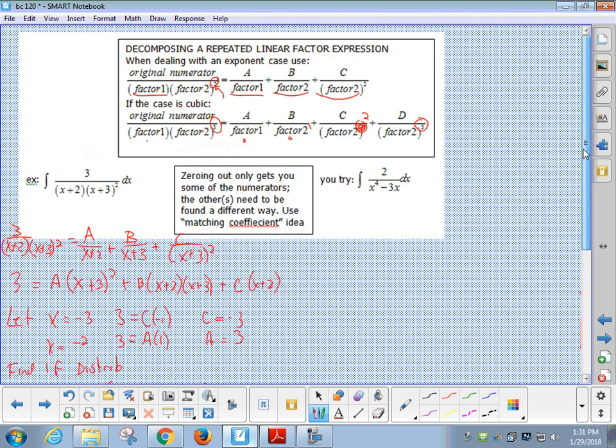Rather than do this one, let's do 5 on the homework. Number 5 on the homework is this. That one. That has that idea, the idea being that you have a square in the denominator. Okay, try that. Let's see how it goes.